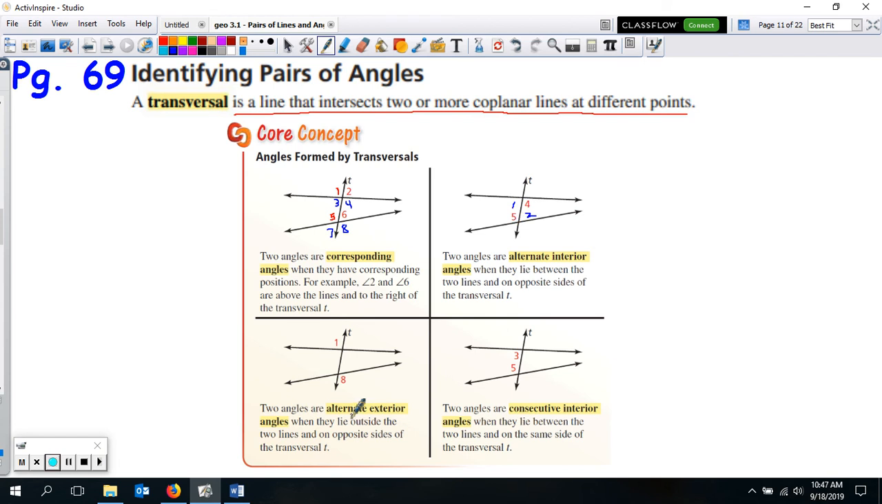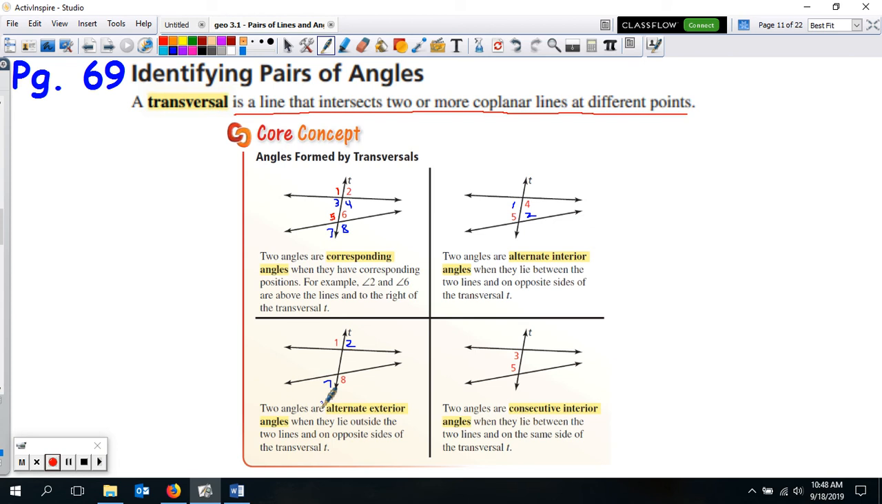The next one is alternate exterior. The alternate is the same thing, one on the left, one on the right side of this transversal line, but the exterior means they're going to be on the outside of the 2 lines here. So 1 and 8, they're on opposite sides and they're in the outside position. So those are the alternate exterior positions. And we could have another one, if I said 2 here and 7 here, that's another alternate exterior position. That's the only other one that there would be.